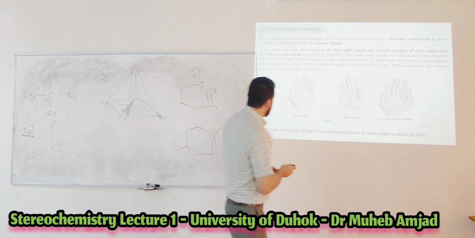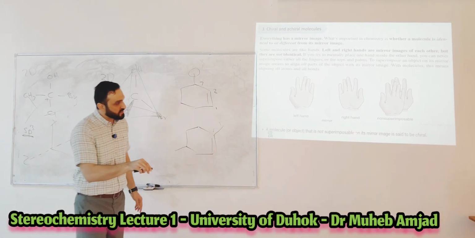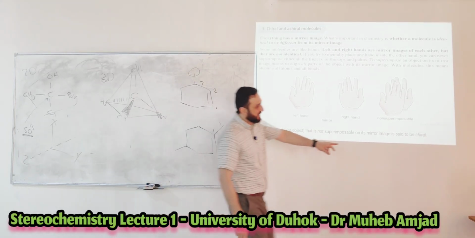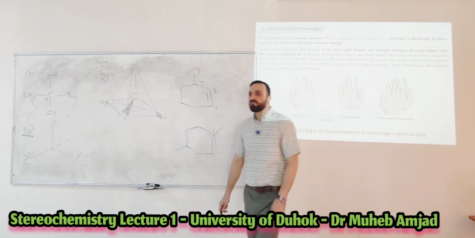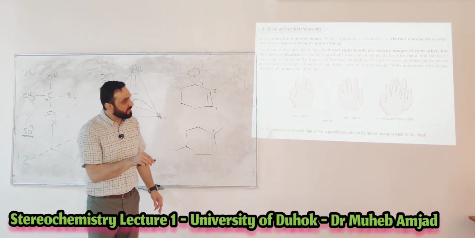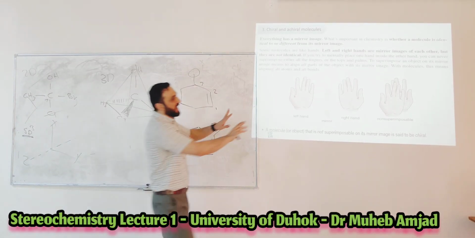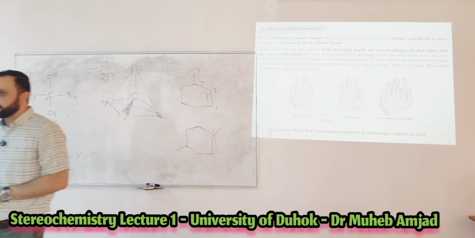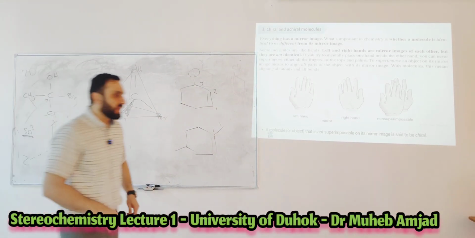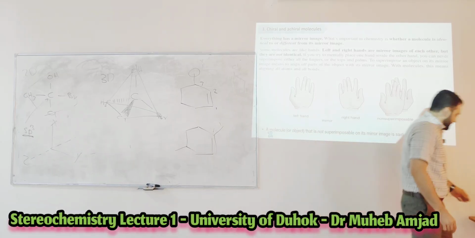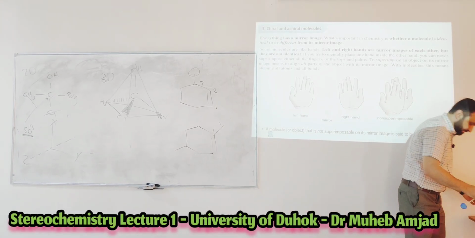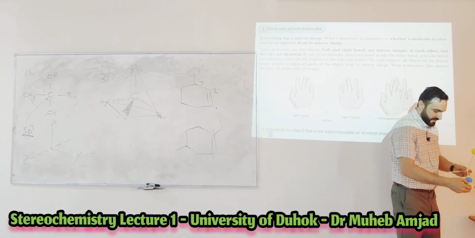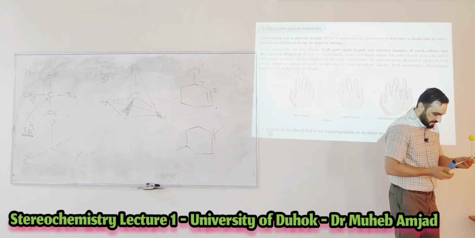So a molecule or object that is not superimposable on its mirror image is said to be what? Chiral. This is the meaning of chiral: the mirror images are not superimposable to each other. We say chiral molecule. Like an example, if I give you this molecule again, change this and this. Again, change this and this.